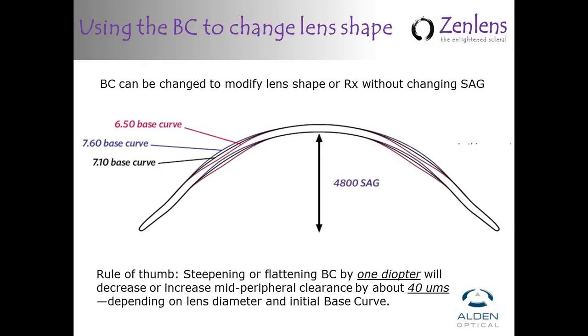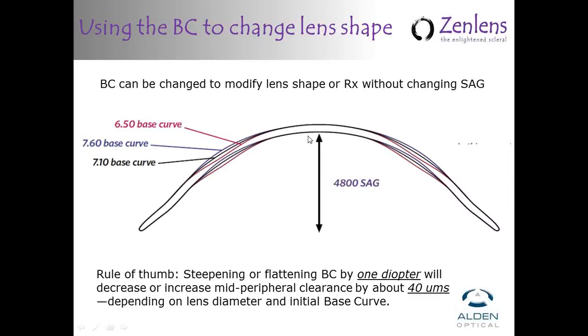determine the sag value that you want, let's say in this example 4,800 microns, but you want to modify the lens shape a little bit, maybe not as dramatically as going from an oblate to a prolate. If you remember that earlier slide, we showed this very similar type of relationship where a prolate lens versus an oblate lens, there was about 350 to 400 microns of extra peripheral clearance in the oblate design, but maybe you don't want quite that much.